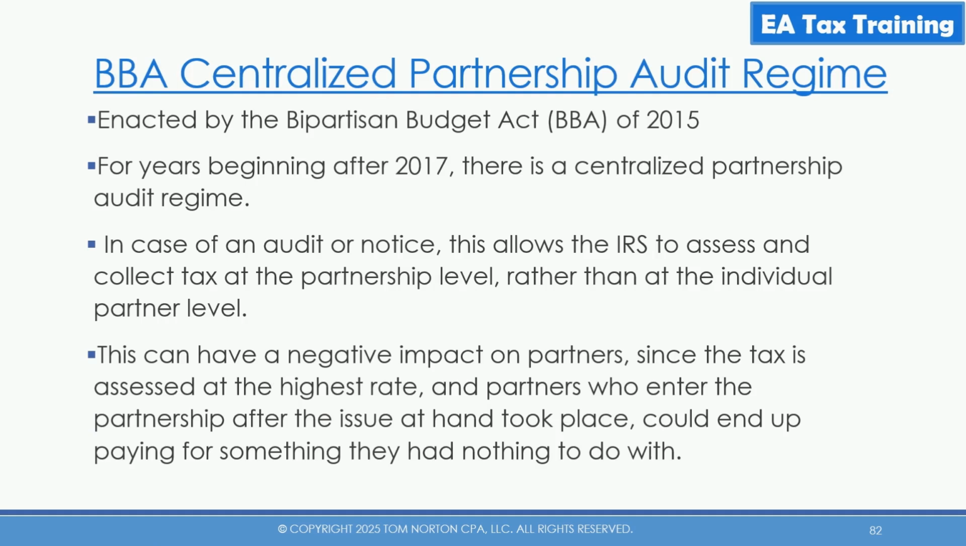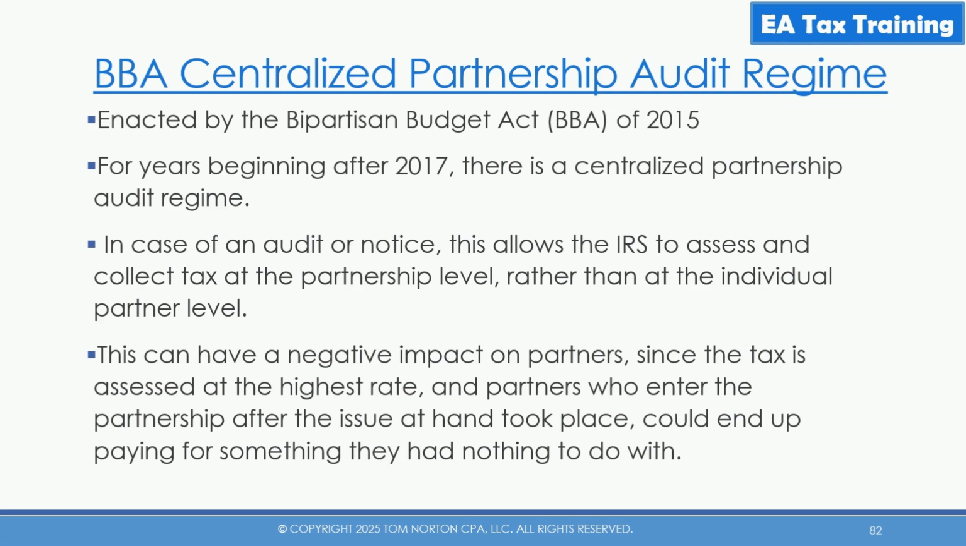Now let's talk about the BBA, also known as the Centralized Partnership Audit Regime. This was enacted by the Bipartisan Budget Act of 2015. For years beginning after 2017, there is now a centralized partnership audit regime. So in case of an audit or notice, this allows the IRS to assess and collect tax at the partnership level rather than at the individual partner level. So this is put in place primarily as a convenience for the IRS.